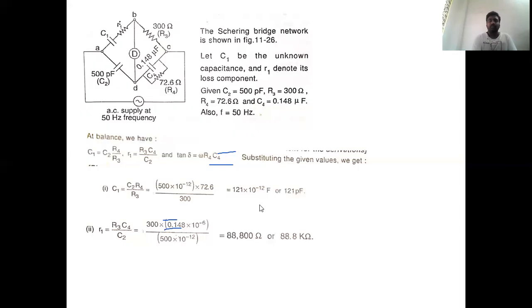Next, we need to find out the power factor. That is omega R4 C4. That is up to today's class. So thank you.